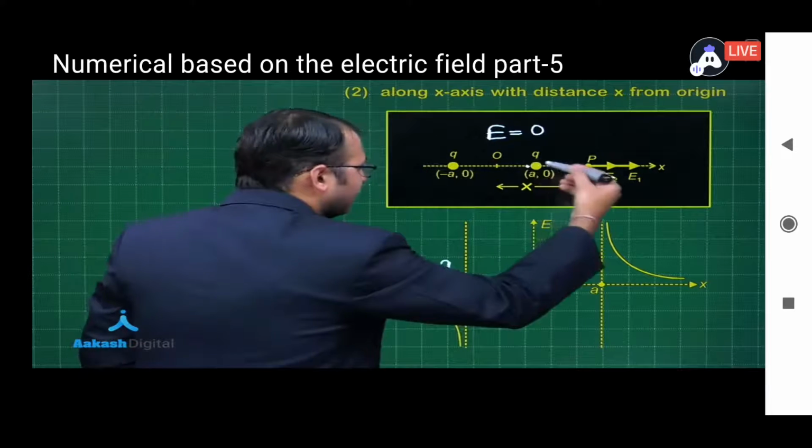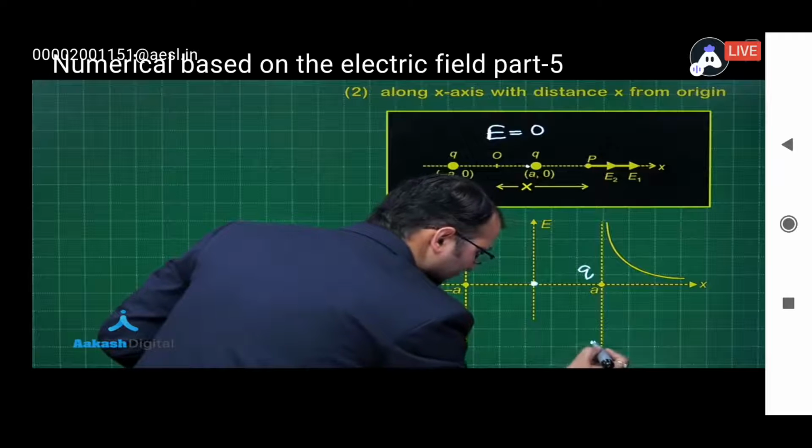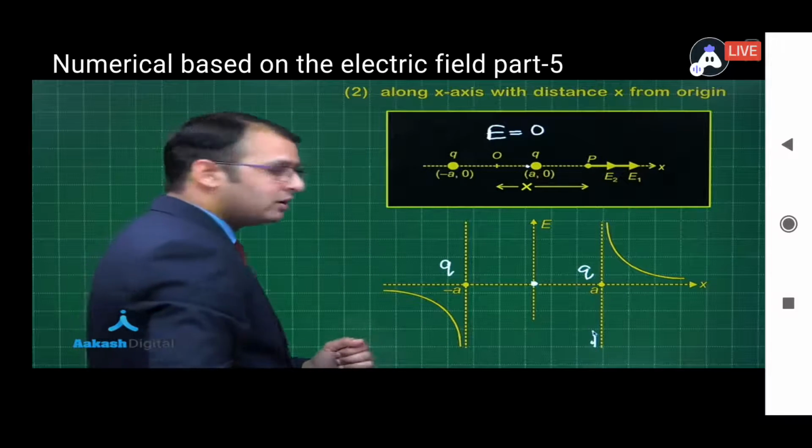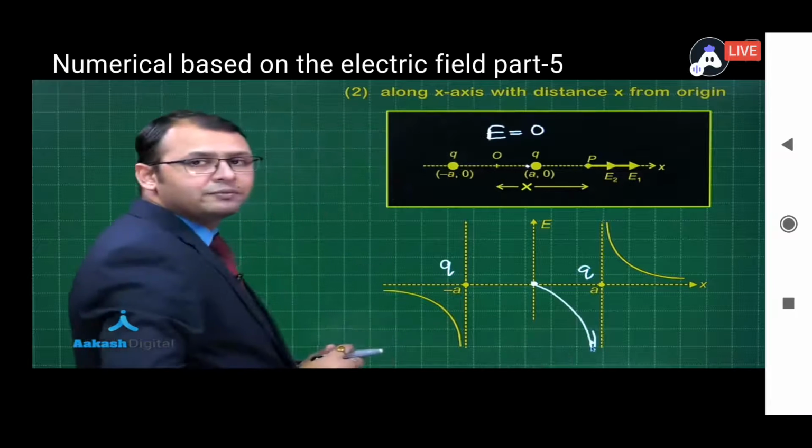So the electric field, which is in this direction and maximum, will be marked somewhere here. And the graph will start like this, right? And this graph will merge with this point in this manner.